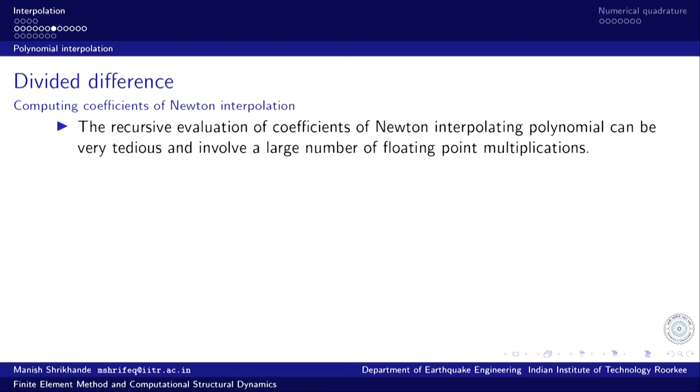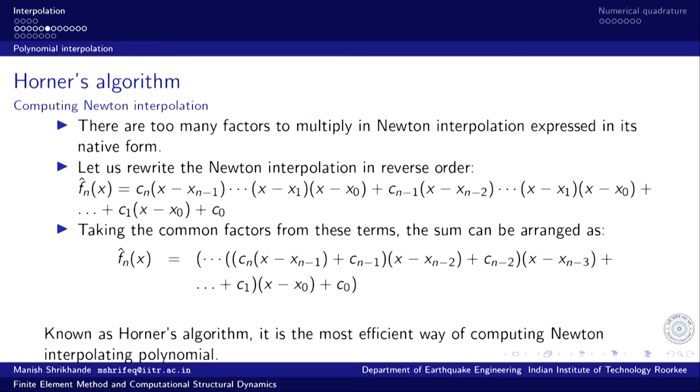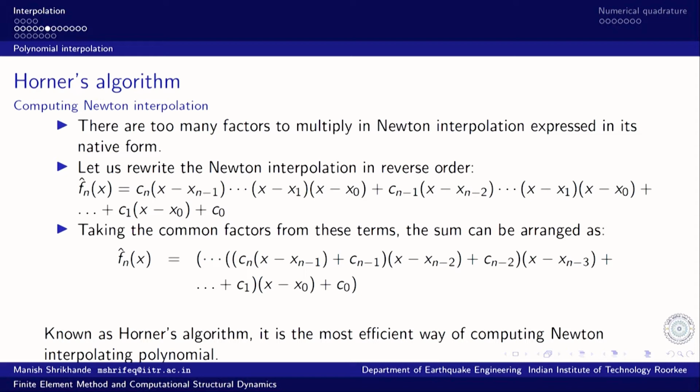This is the evaluation of the function itself, the Newton interpolation polynomial, but we still need to find out the values of the coefficients. What are these coefficients C 0, C 1, C 2, etc.?